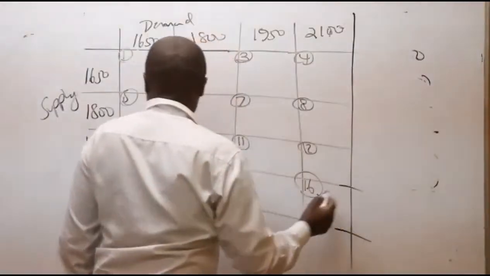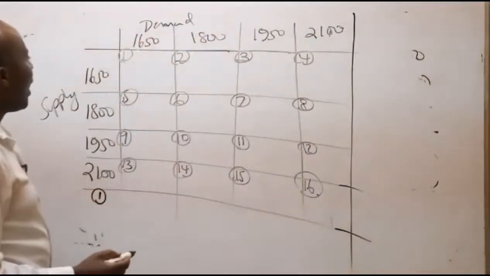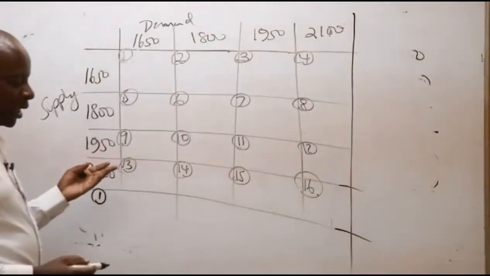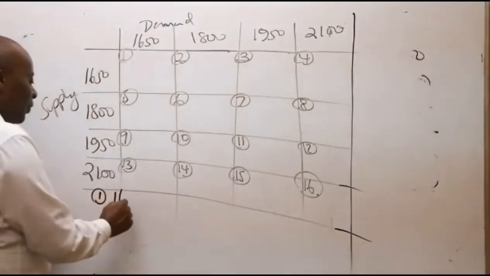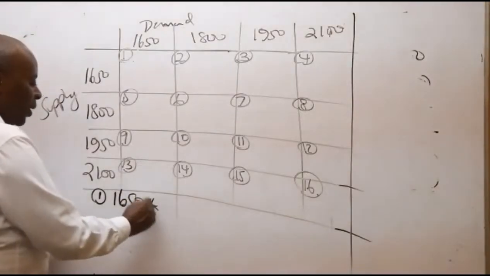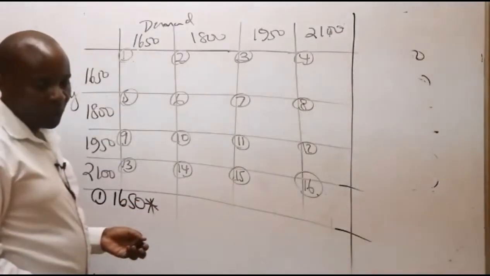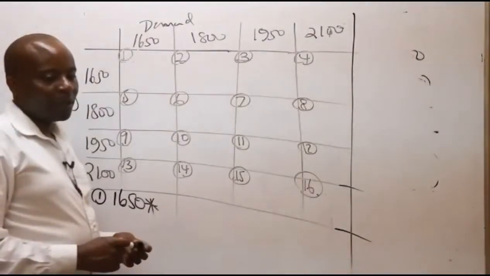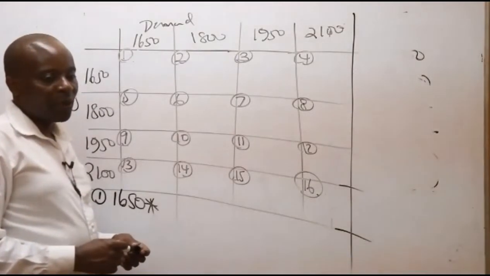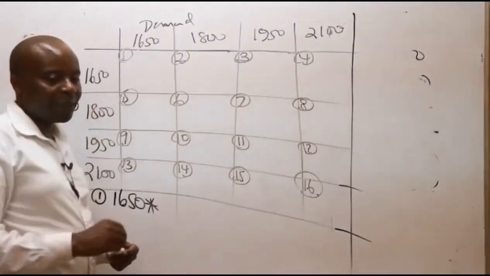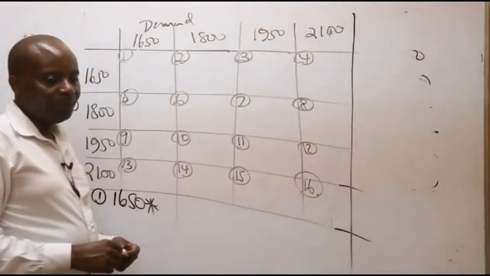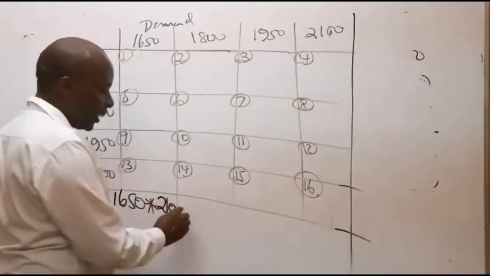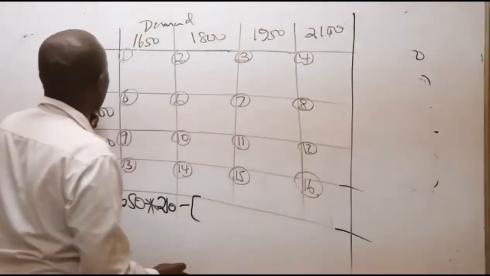Okay, so cell number one: supply 1650 and demand is 1650. So I'm going to sell 1650. Do we have the selling price? What is the selling price per bracelet? 210, minus, of course, we have supplied 1650.